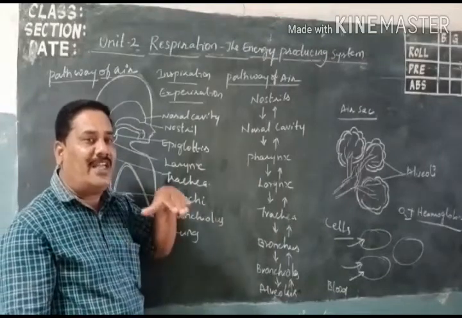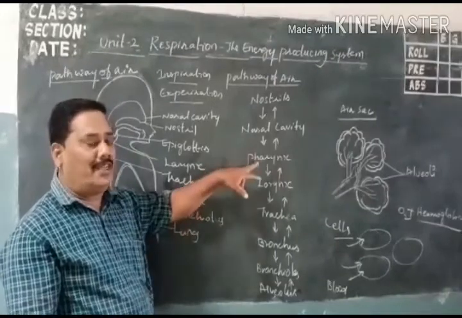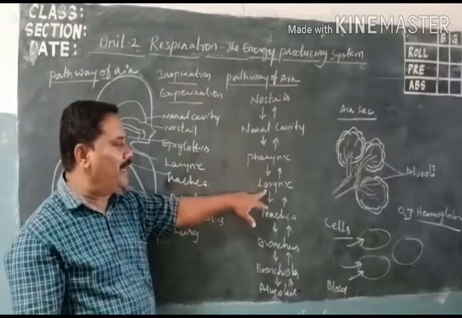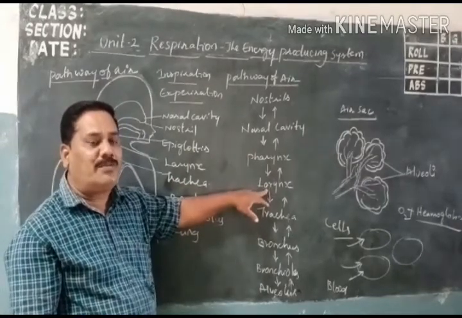When food enters, the air pipe is closing. Like an opening part, that is the epiglottis, at the pharynx. Next, the pharynx opens into the larynx. The larynx is also called the voice box.